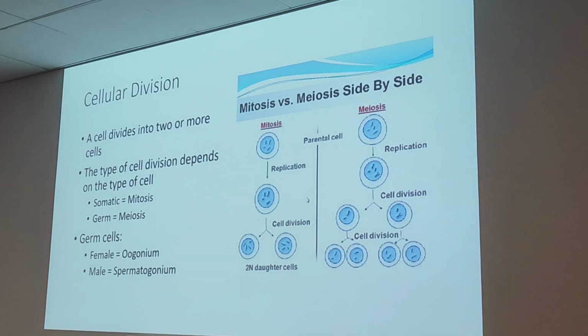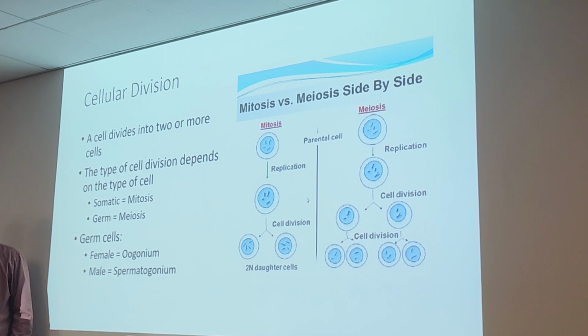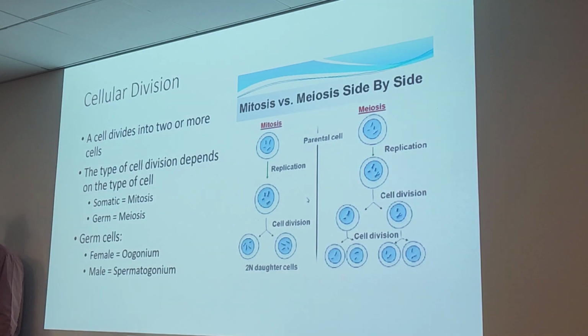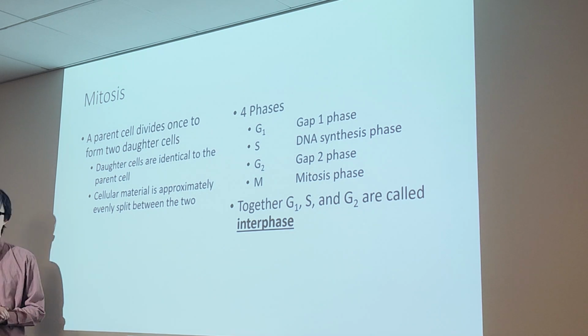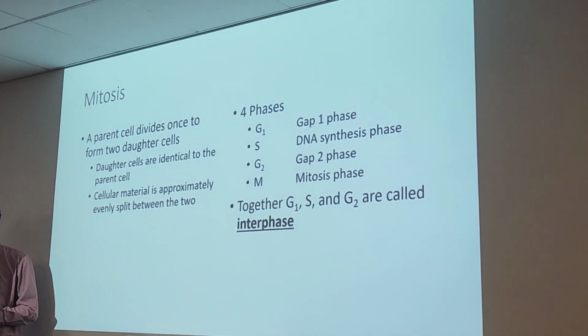As an example, liver cells are somatic. Skin cells are somatic. Sperm cells are germ cells. Brain cells are somatic, right? So mitosis deals with somatic cells, body cells, any of your body cells, liver cells, intestinal cells, right?